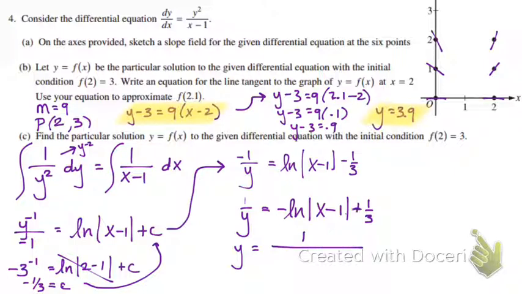oops, this should change to a plus, shouldn't it? That's my bad. That should change to a plus because when I get rid of the negative on this side, this becomes negative and this becomes positive. So it's 1 over that entire thing, negative ln of the absolute value of x minus 1 plus 1/3. And that is my particular solution to this differential equation. Perfect. Sorry, it's kind of hidden down there, but you get the point. Y equals 1 over the negative natural log of the absolute value of x minus 1 plus 1/3. I think I did that correctly now.